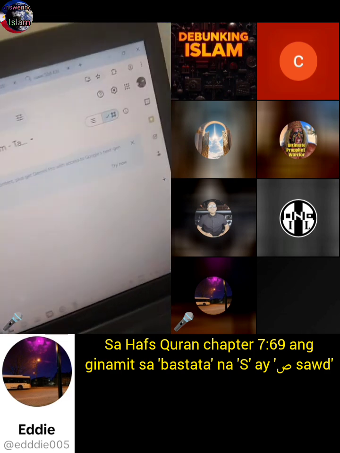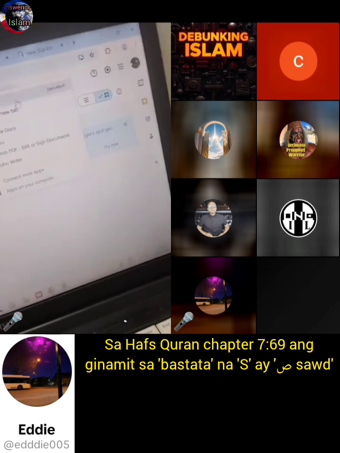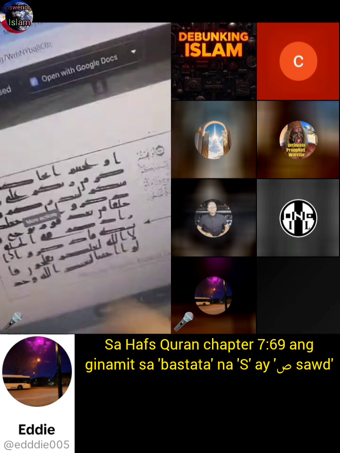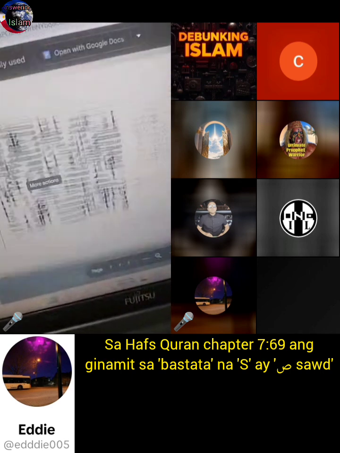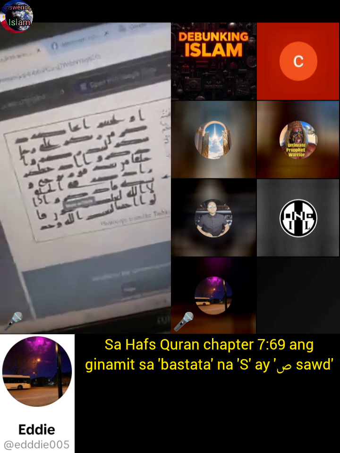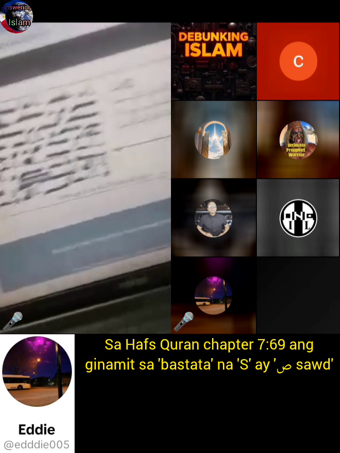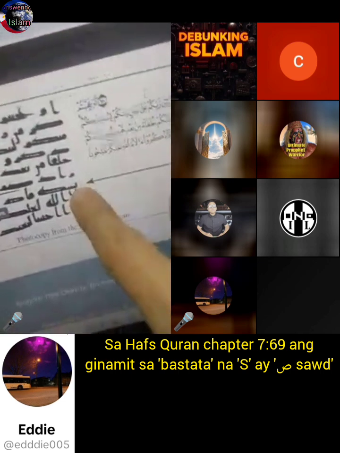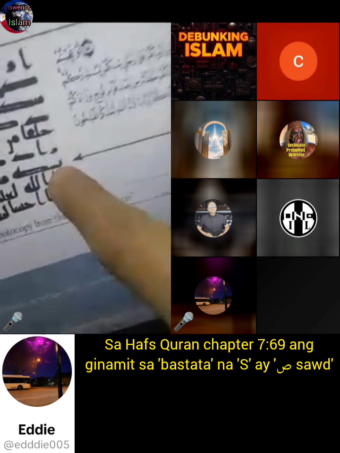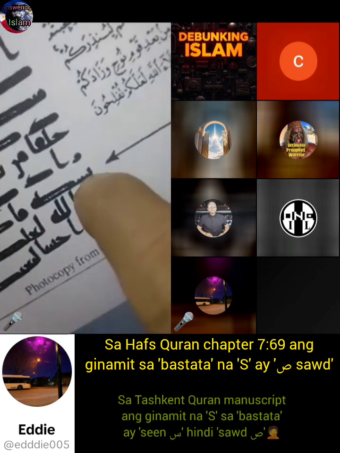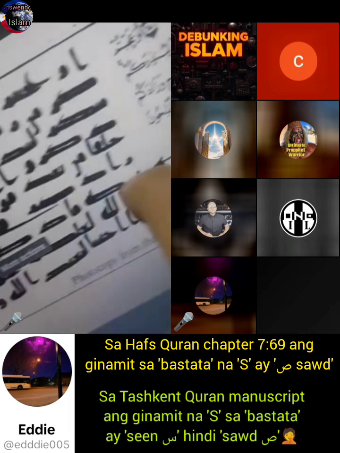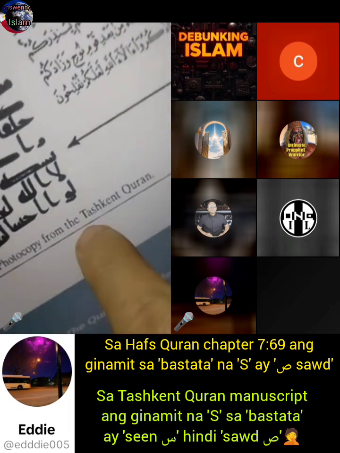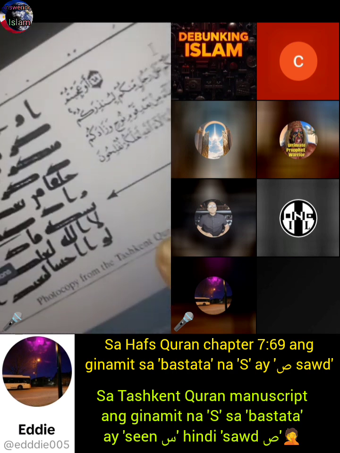I'll show you. So this is the Tashkent Quran. This is from your website. This is a 9th century manuscript. Chapter 7, verse 69. What is in this Tashkent Quran? The letter being used is sin. You can see it's sin. So the one being used is sin in the Tashkent Quran, in the 9th century Quran.